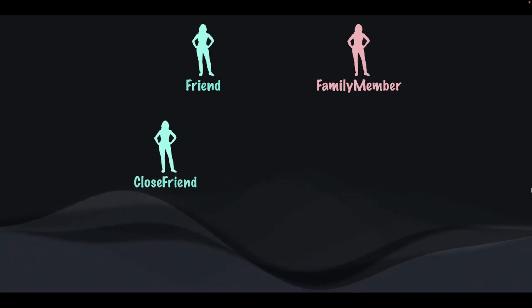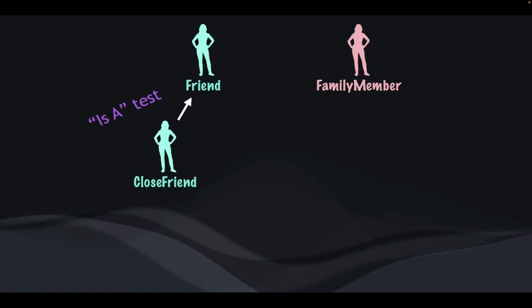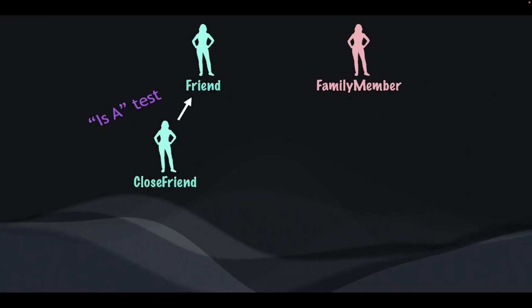We would say a close friend extends friend. And this setup does pass our is-a test, right? This is where we say, well, a close friend is a friend. That works. And so that suggests that this is probably a good arrangement for our inheritance.